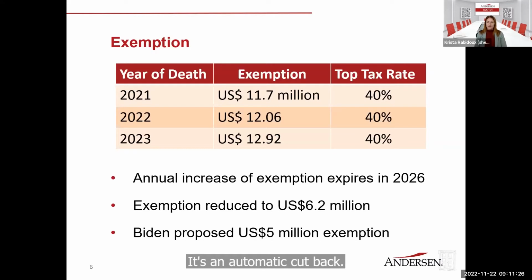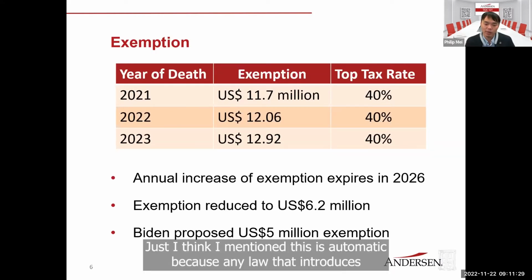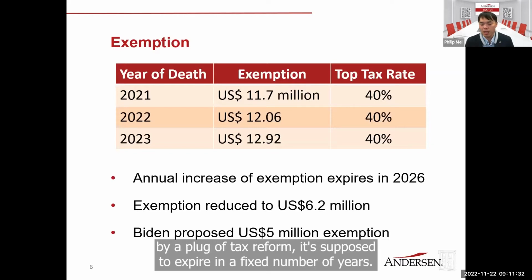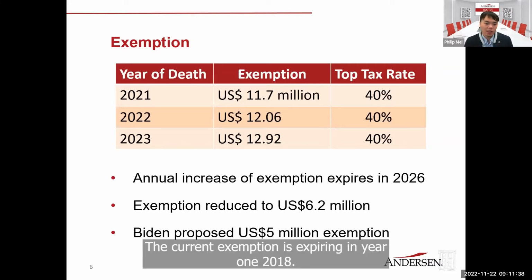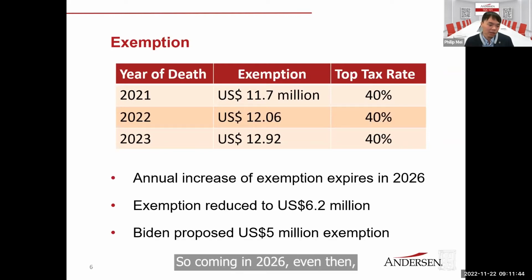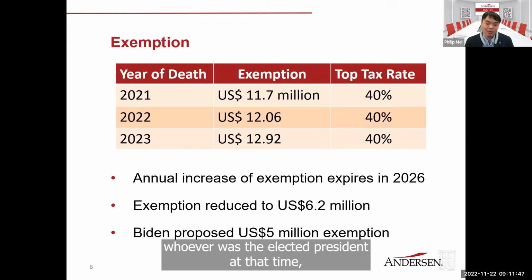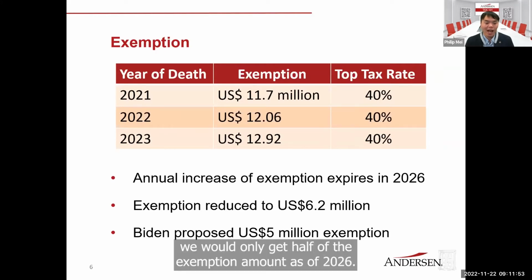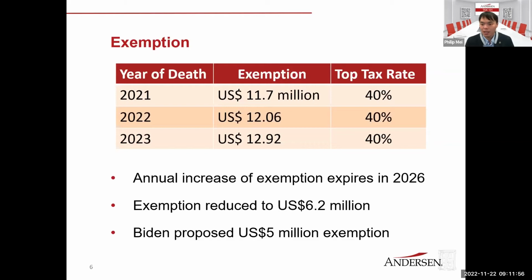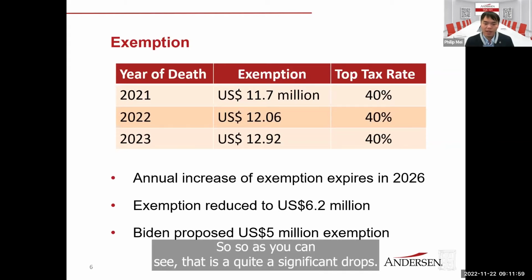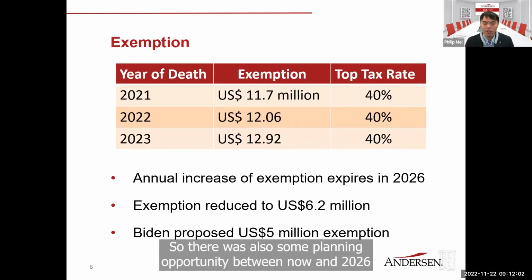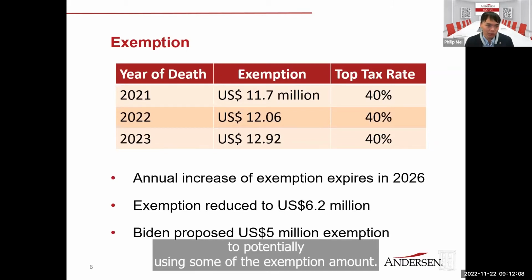It's an automatic cutback. Yeah, I think Krista mentioned this is automatic because any law introduced as part of tax reform is supposed to expire in a fixed number of years. The current exemption is expiring 8 years from 2018. So coming in 2026, whoever is the elected president at that time, if they didn't push any proposed tax law change, we would only get half of the exemption amount as of 2026. So as you can see, it's quite a significant drop. So there is also some planning opportunity between now and 2026 to potentially use some of the exemption amount.